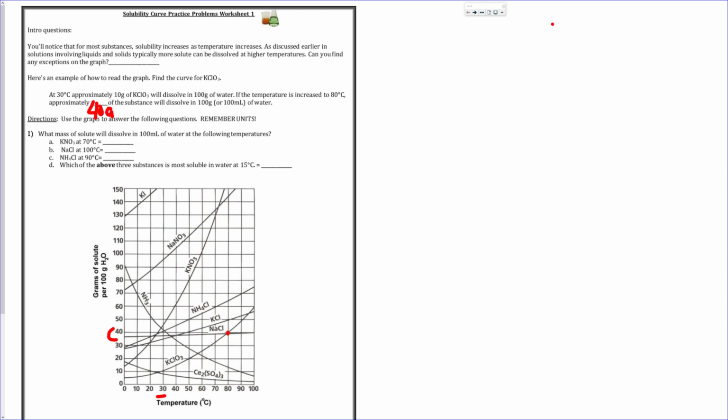And it's really important to have your units. So 40 grams of solute will dissolve at 80 degrees. So let's look at these questions. What mass of solute will dissolve in 100 milliliters of water at the following temperatures?